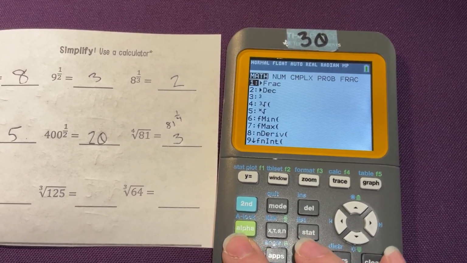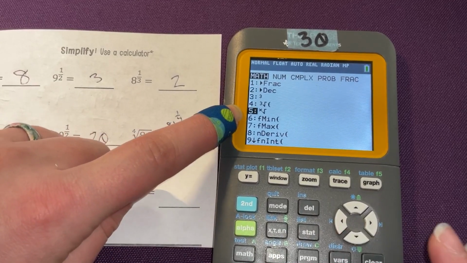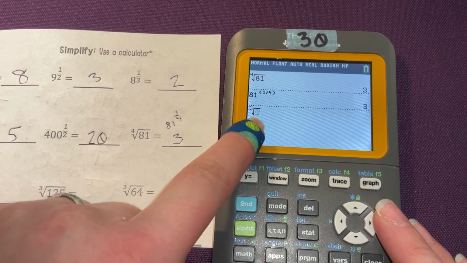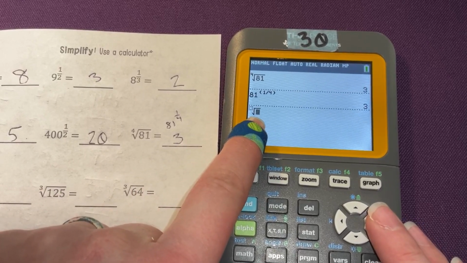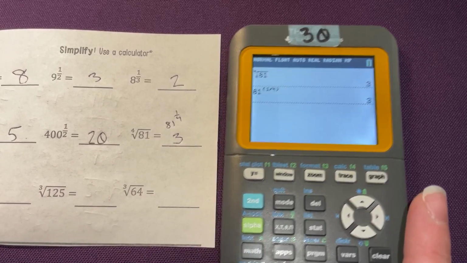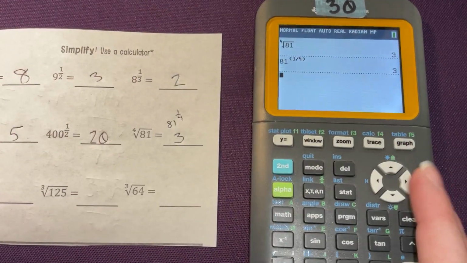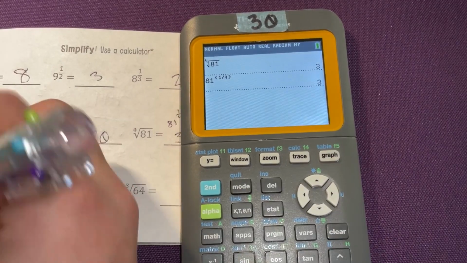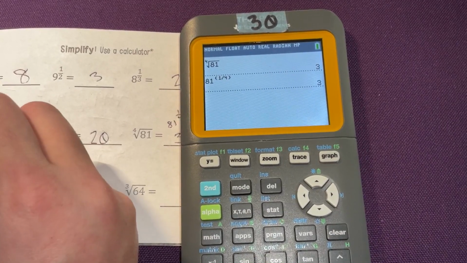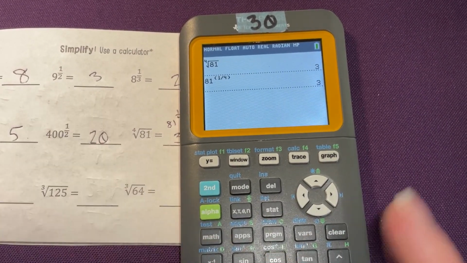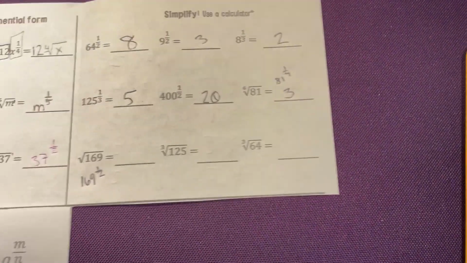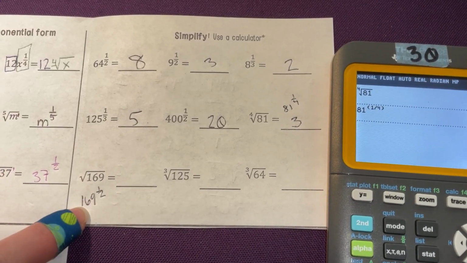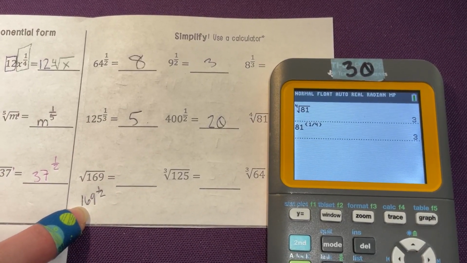All right, so again, that's the math button. You go to number 5, and then you're able to type in your nth root number and the number you are rooting. All right, so this one, we got the square root of 169. So I can rewrite this as 169 to the 1/2. Oops, let's make it so you can see it, right? And then I can either type it in this way or type it in this way. I will show you both.